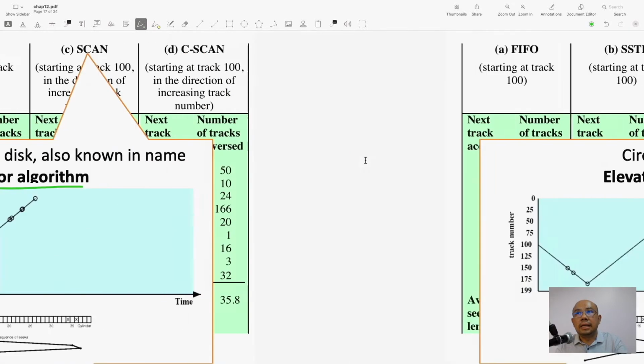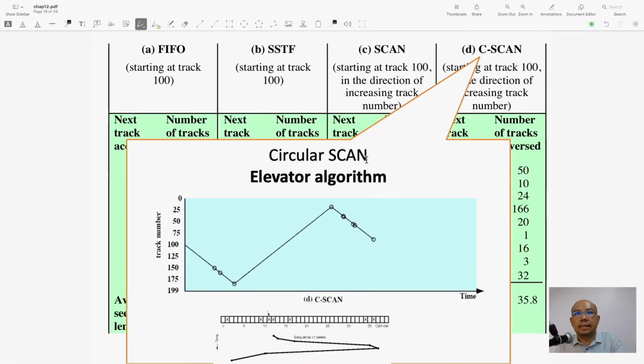Now the scan, now the C scan. C scan uses the circular scan, reading and writing in the same situation. Here, read or write happens when the hard disk is moving up. When it's moving down, it doesn't do anything. This is called the C scan.